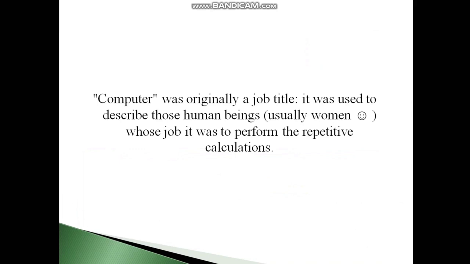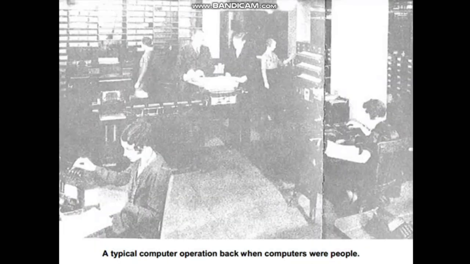Computer was originally a job title. It was used to describe those human beings, usually women, whose job it was to perform the repetitive calculations. From this picture we can see a typical computer operation back when computers were people.